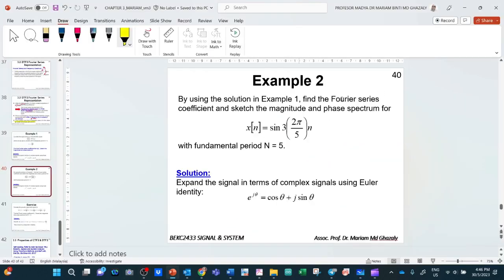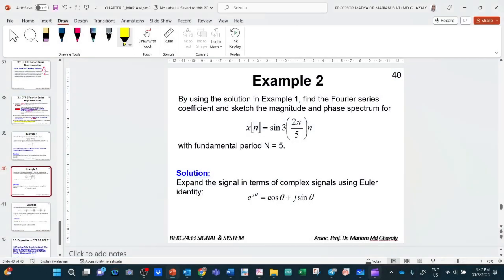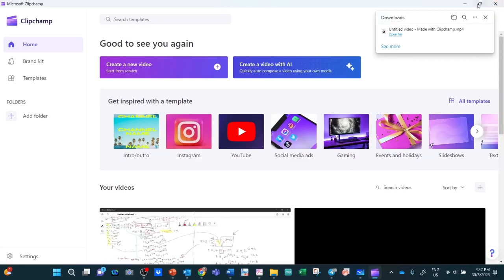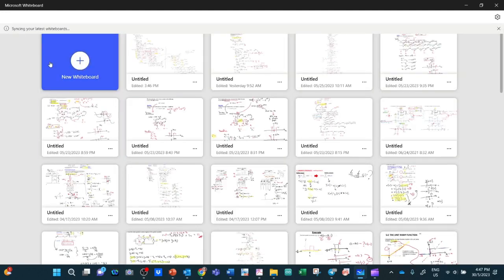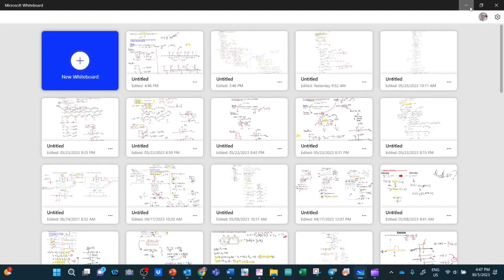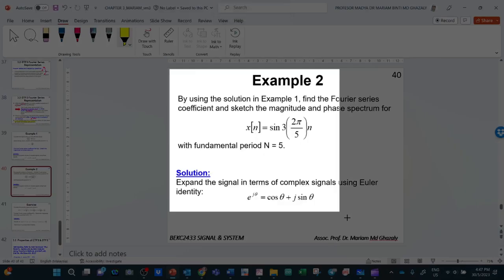Alright, so let's look at another example, example 2, which has an almost similar solution to example 1. Find the series coefficient for this value: x[n] equals sine of 3 times 2 pi n over 5. Let me just screenshot that.